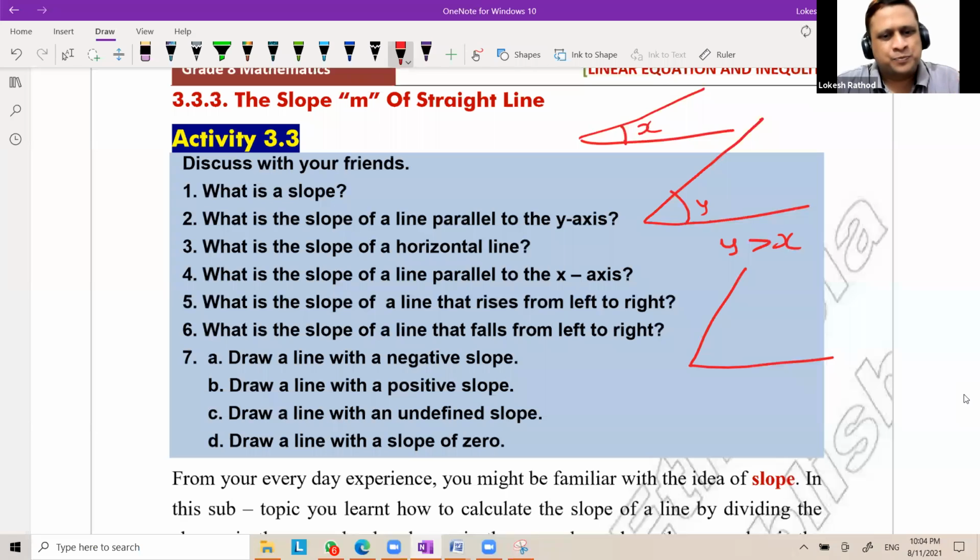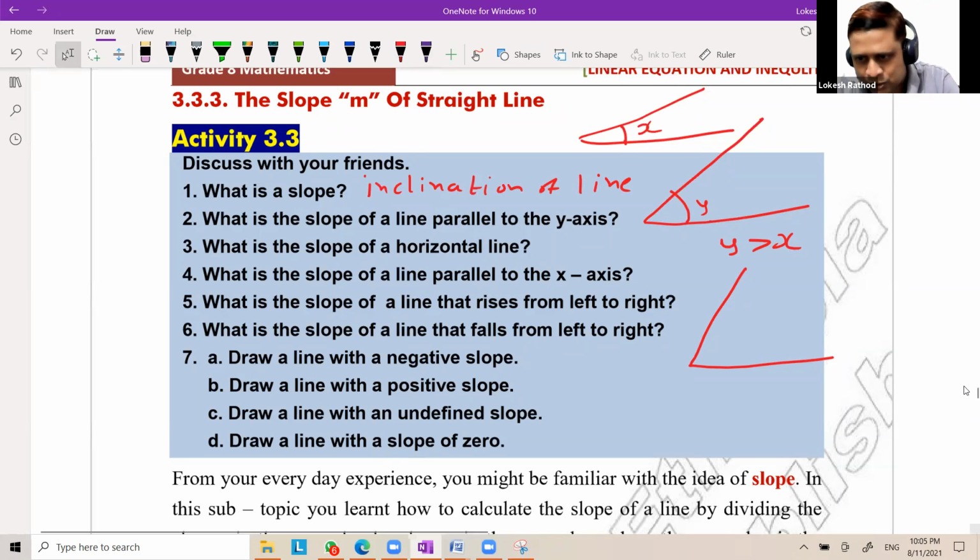So what is slope? In general language, you can say it talks about the inclination of a line. What is slope? It is basically the inclination of a line in a general sense. Okay, it's not the mathematical definition. It's in a general sense. It's basically the inclination of a line. Fine. Okay. We will discuss all these questions. First, we study the basics of what is slope, right?